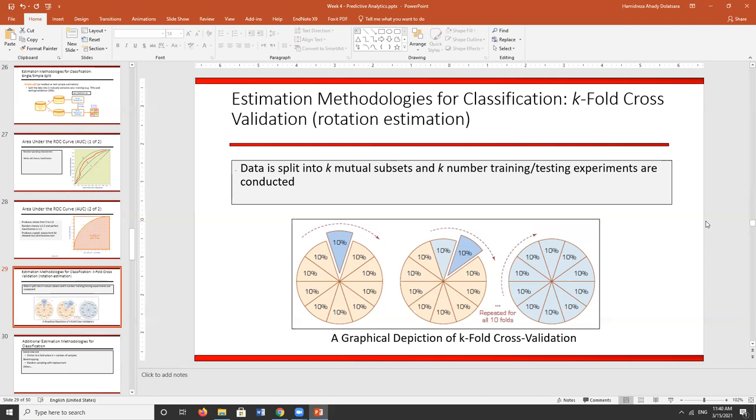So as you see here, I have 10 subsections. So here, instead of K, you can say 10. So I have 10-fold cross-validation. Any questions?